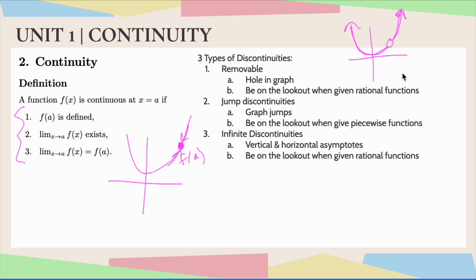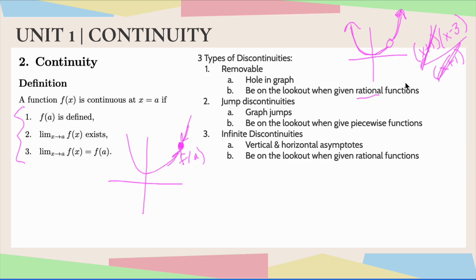When does this happen? This happens with rational functions. Those basically are fractional functions. So if I had something like x plus 1 times x minus 3 over x plus 1, because those can cancel out, that would create a hole in the graph. So that's when you want to be on the lookout for removable discontinuities.